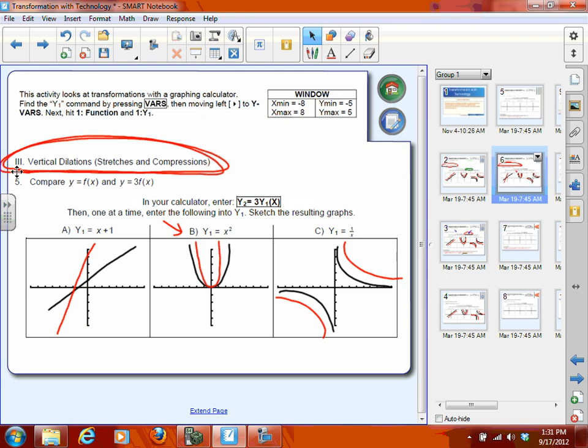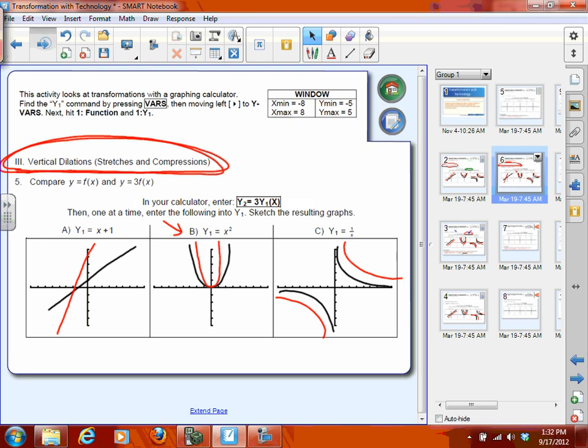Right now, we're multiplying by 3, so I'm really not stretching it out too much. But can you imagine if that was a 20 instead? Then I'd be stretching it out even more. So what would that U-shape look like if I stretch it out even more? And look even skinnier, even more narrow, okay? So that's what the 3 is doing to our graph.